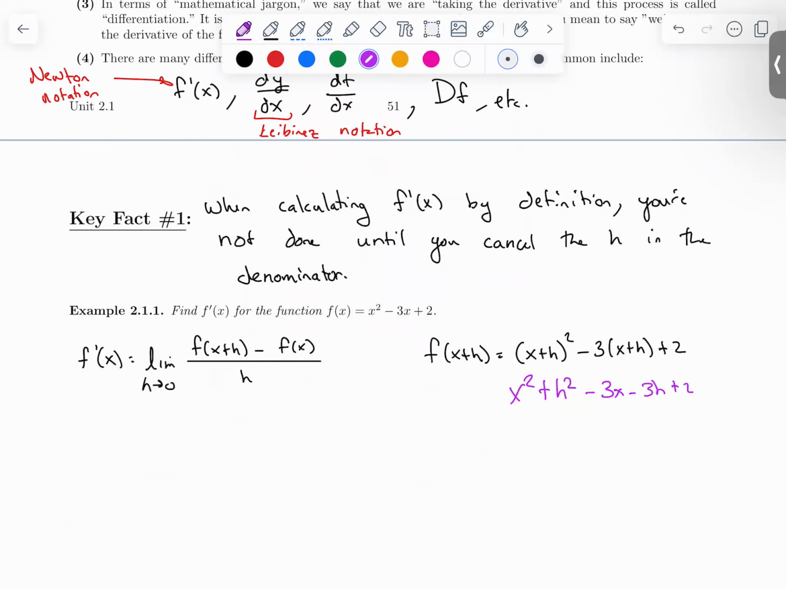What did John Doe student do wrong? He broke my heart. You got to FOIL. x plus h squared is not x squared plus h squared. That's what we call the freshman's dream. True story. It actually has a name. It's called the freshman's dream. It's not true. You got to FOIL. So this is actually x squared plus 2xh plus h squared minus 3x minus 3h plus 2.